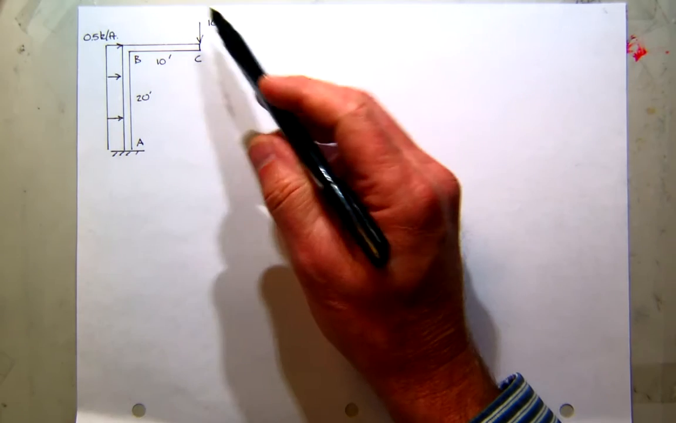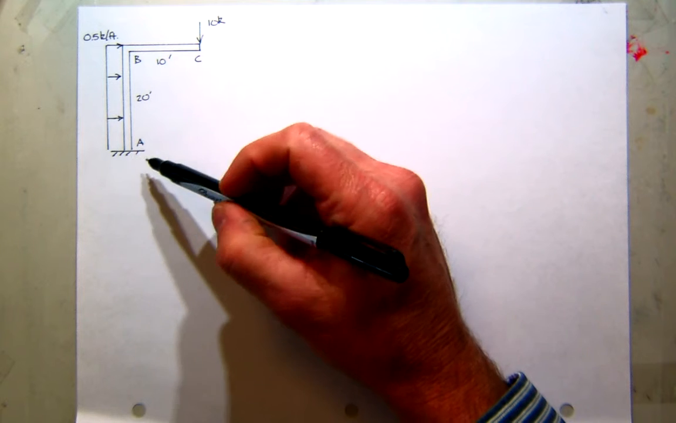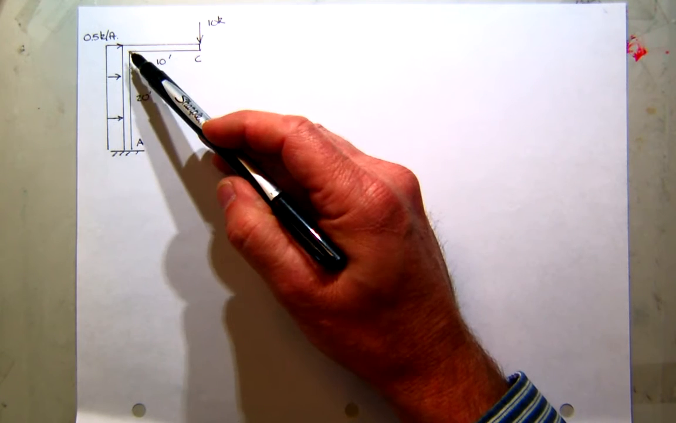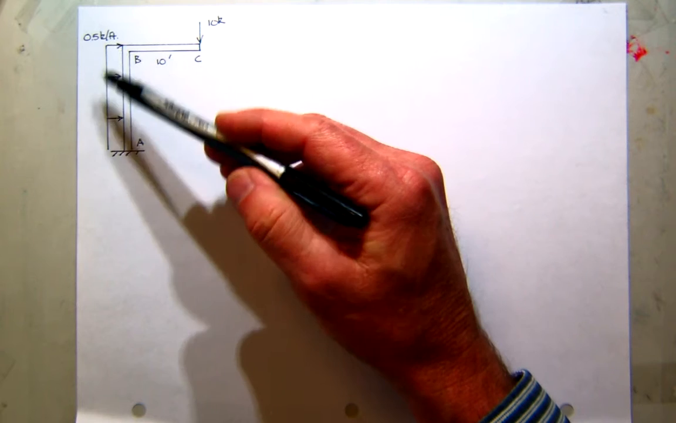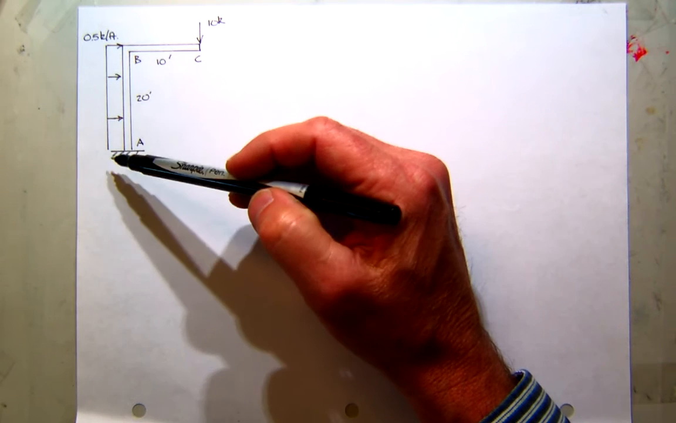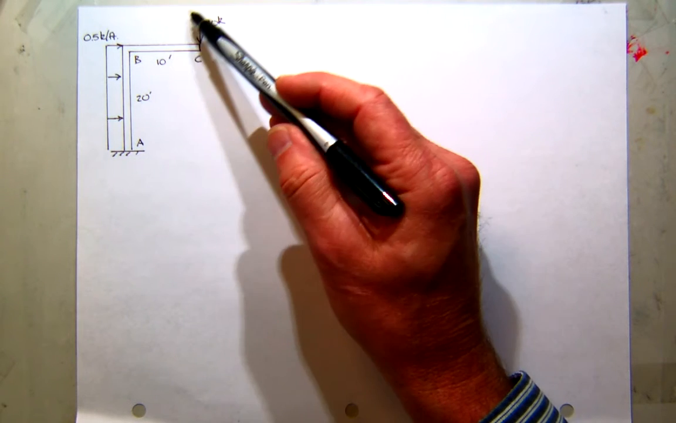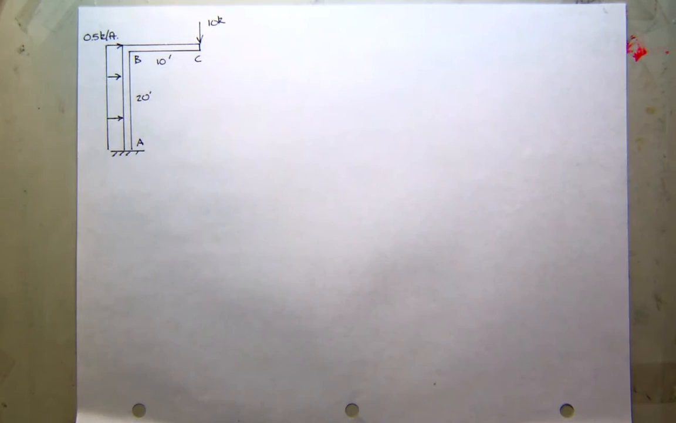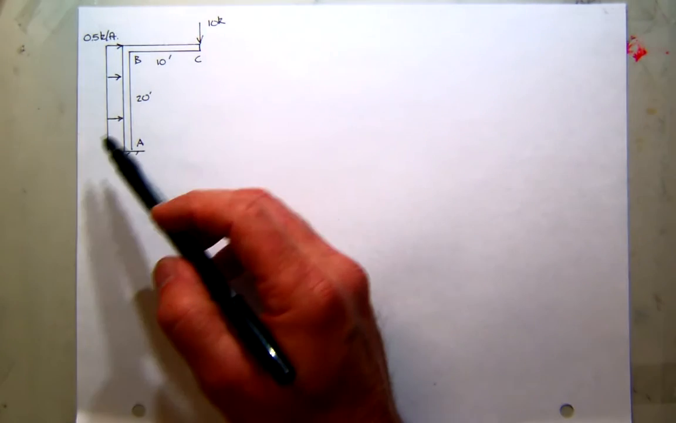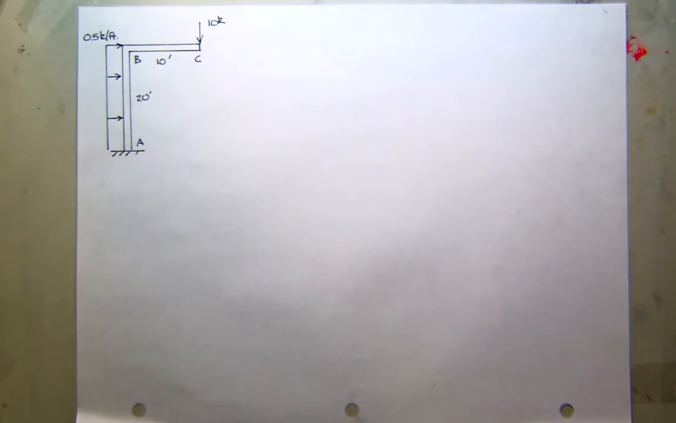Okay, so here's a problem. We have a fixed connection at A, a fixed connection at B between AB and BC, and a free end at C. We have this horizontal distributed load along the left side and a 10 kip vertical force. We want to find the vertical displacement at C. So I'm going to have to first find the real moments in this system and then the virtual moments in the system.